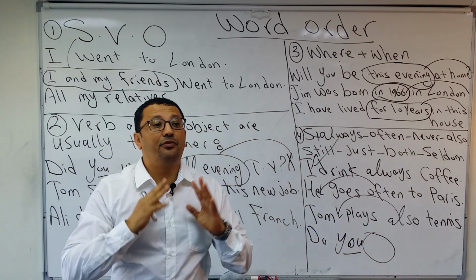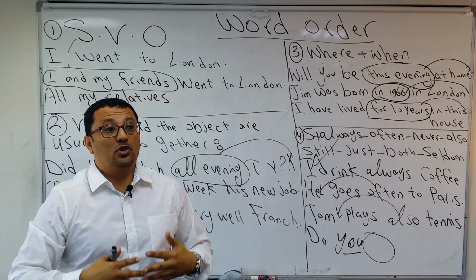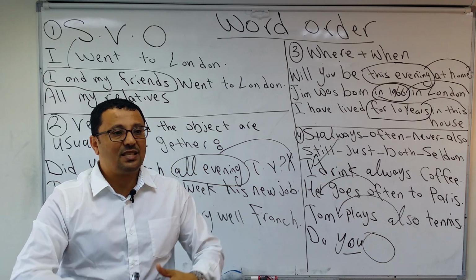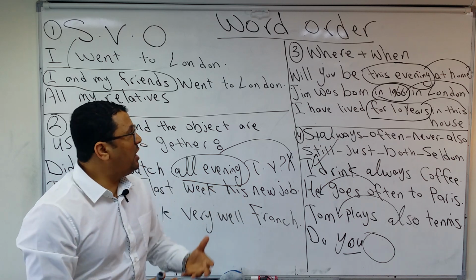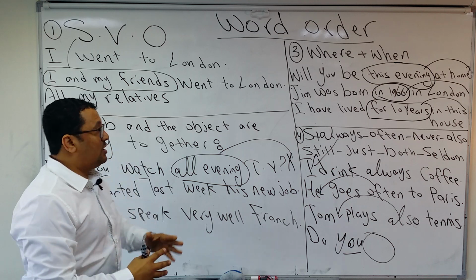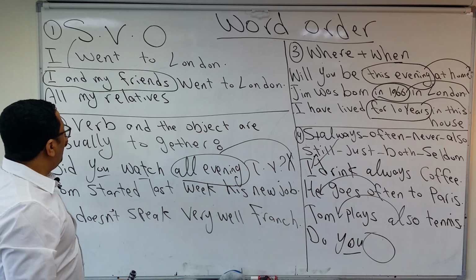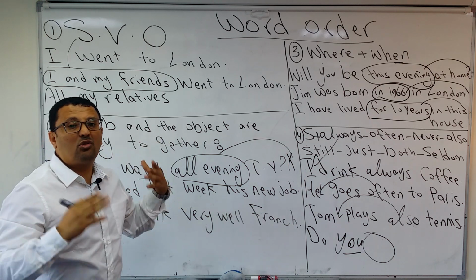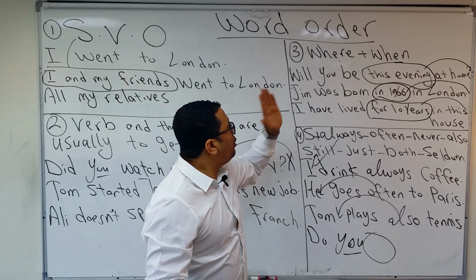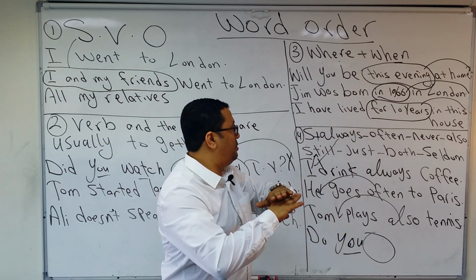So these 4 points are very important for any students who want to improve their English speaking or writing. Try to avoid making these kinds of mistakes. Let's go over them in brief. First point, subject, verb, object. When you make any sentence in English, the subject might be 1 or 10 or 15 words, no matter. Number 2, verb and object are usually together. Try not to put anything between them. And point number 3, when you make a sentence, put the where and after it comes when, not the opposite.